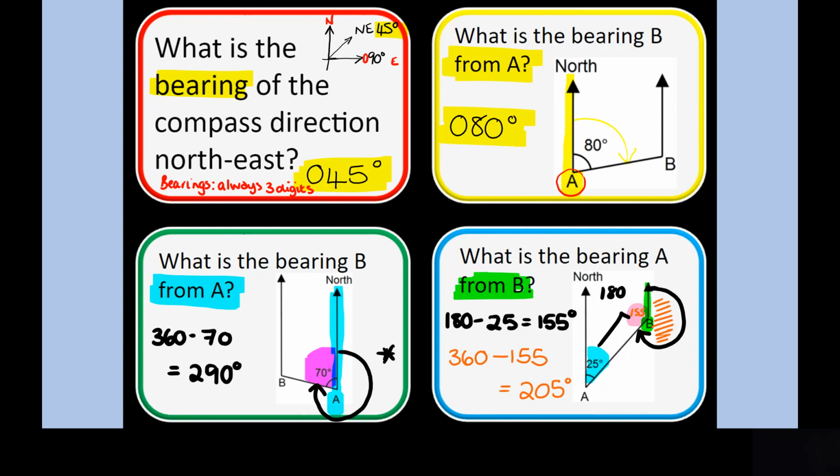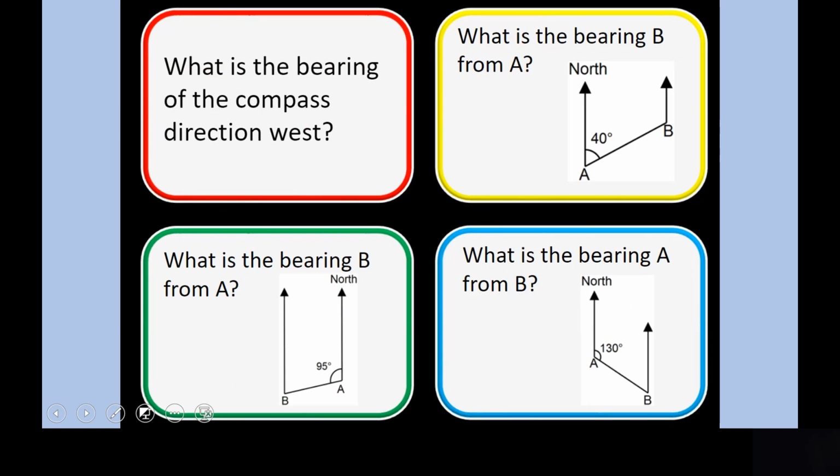So I'm going to move on to the next set of questions. I'll read through these 4 questions and then you can pause it if you want to give yourself more time. So the red one is, what is the bearing of the compass direction west? The yellow, what is the bearing of B from A? Green, what is the bearing B from A? And blue, what is the bearing A from B? So please pause the video at this point if you want to give yourself plenty of time to go through it.